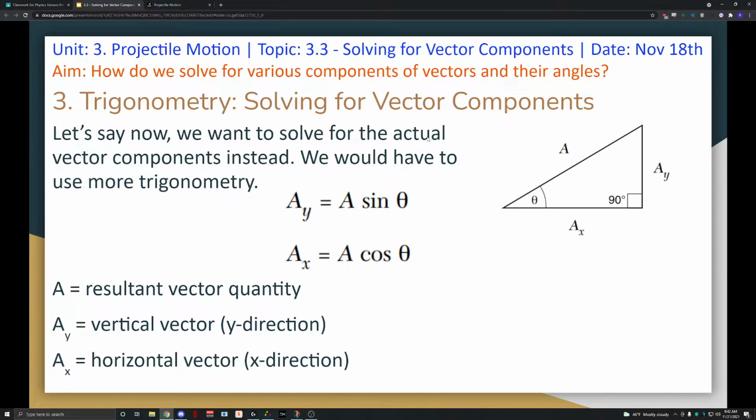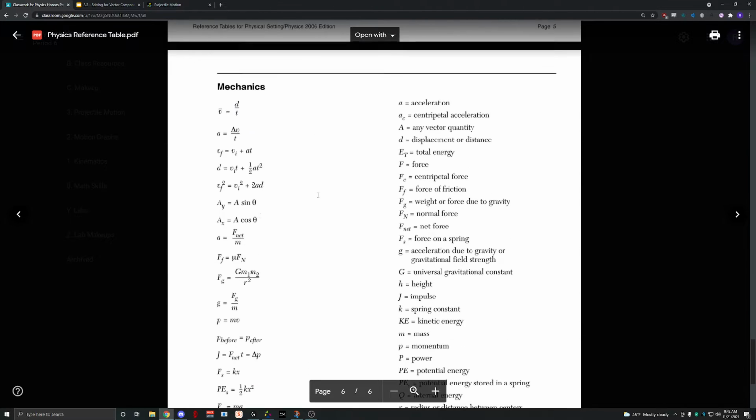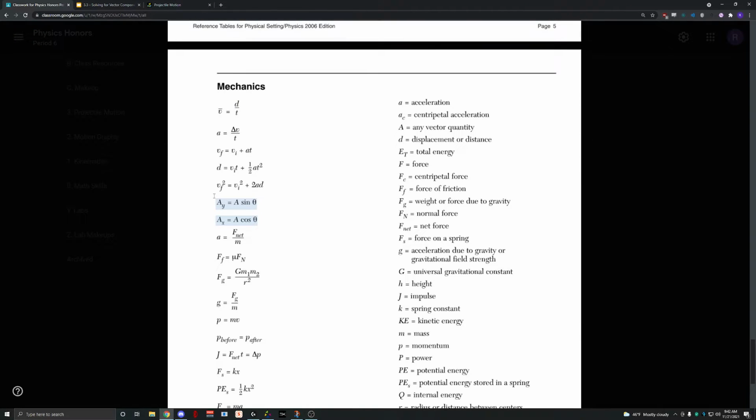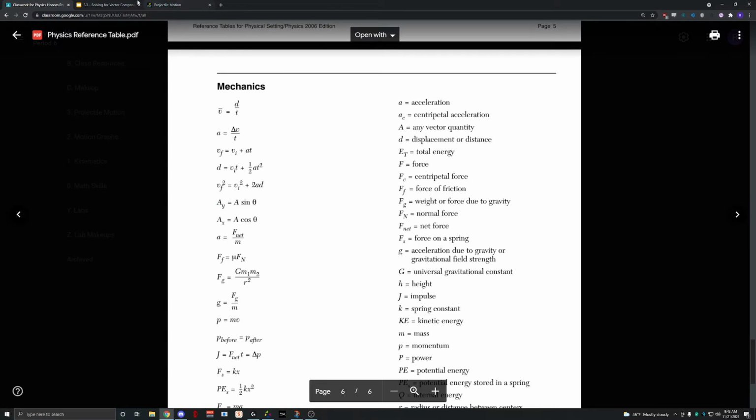So now let's say we want to solve for a side of a triangle. Let's say instead of solving for A, now we solve for Ay or Ax. And these are the two formulas you're going to use. On your reference table, it's right here. Your reference table just has the formulas readily available. You don't need to remember them. We're not learning actual trig, I'm just teaching you these shortcuts for trig. And this is the shortcut: Ay is this and Ax is this.